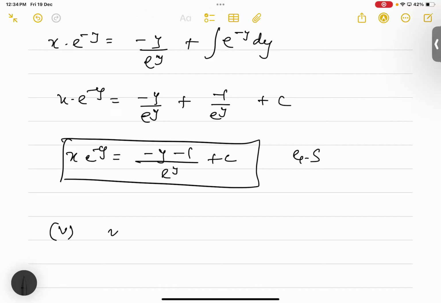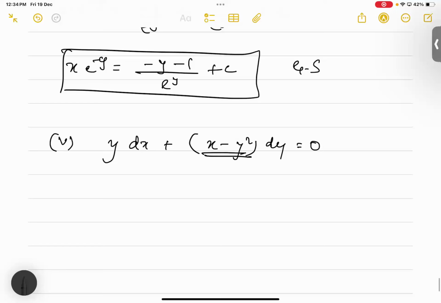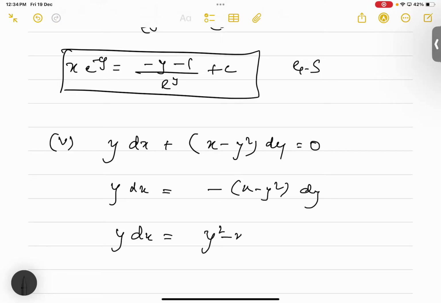Question number 5. y dx plus (x minus y square) dy is equal to 0. Guys, between x and y, there is minus sign. Variable separation will be difficult, or maybe we cannot do that. Okay. So I'll take one term on the right hand side. I'll take that minus sign inside. Clear, everyone? This minus I've taken inside.